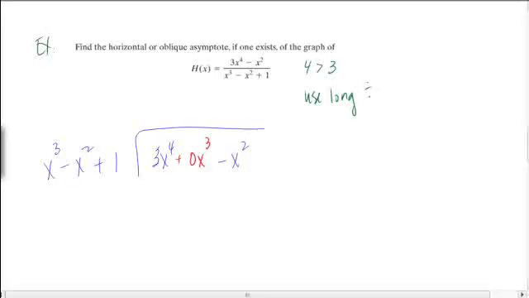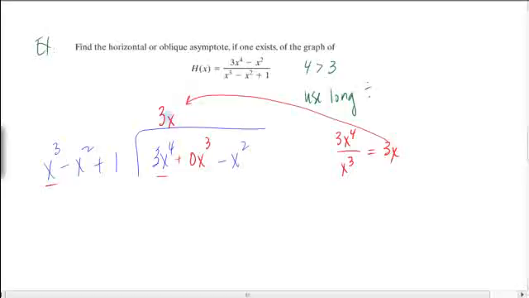Now I'm ready to do the division, and the way I approach this is I always look at the first term here and the first term on the outside, and I decide what is 3x to the fourth divided by x cubed. Well, that's 3x. So this 3x is what I put here in the first position.